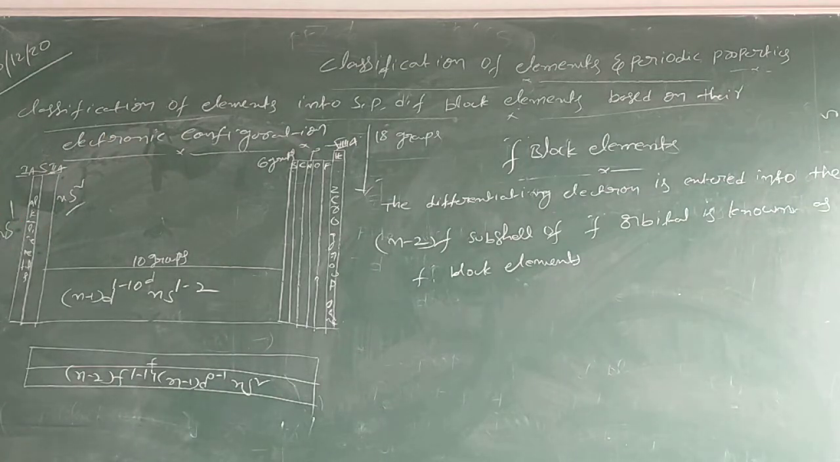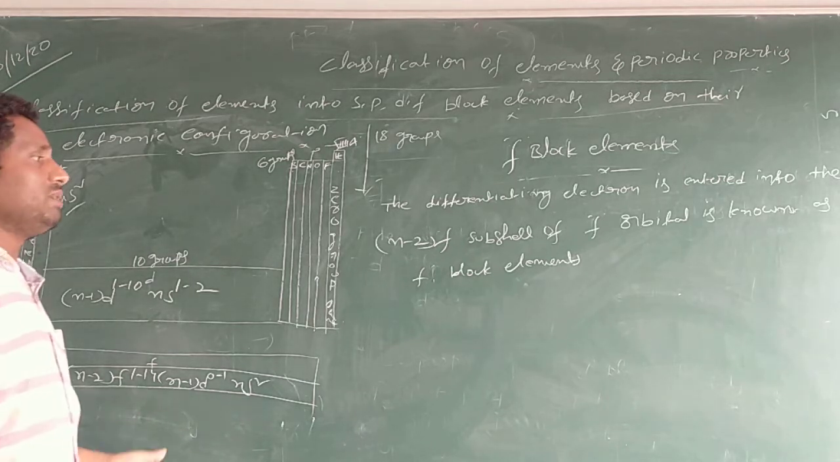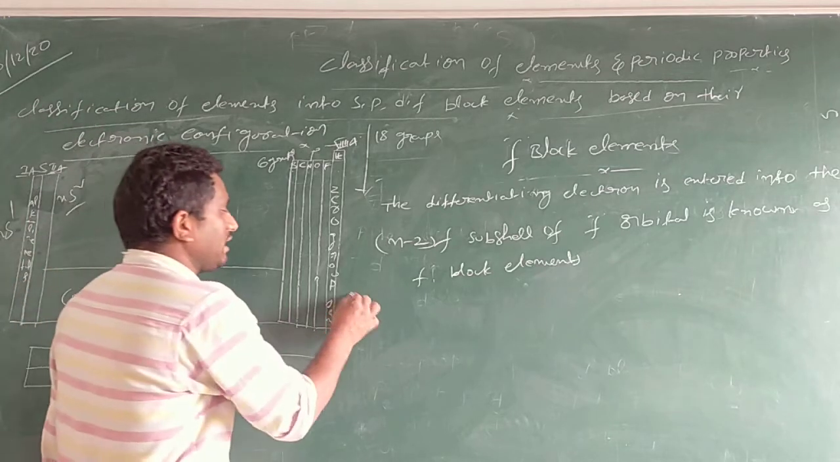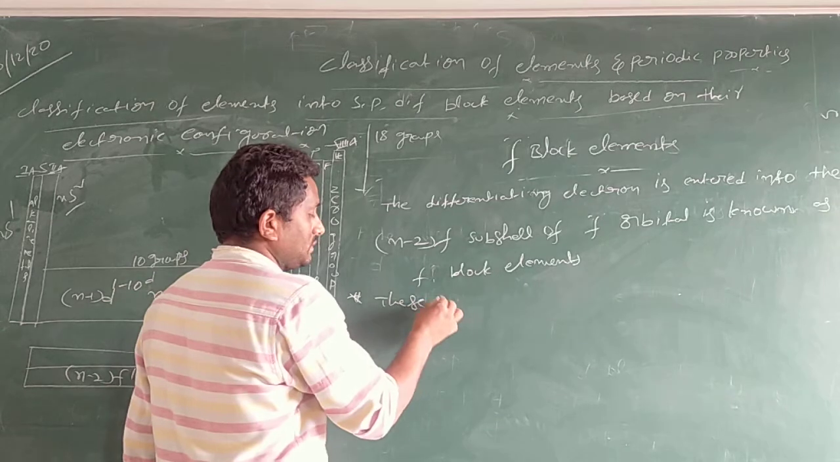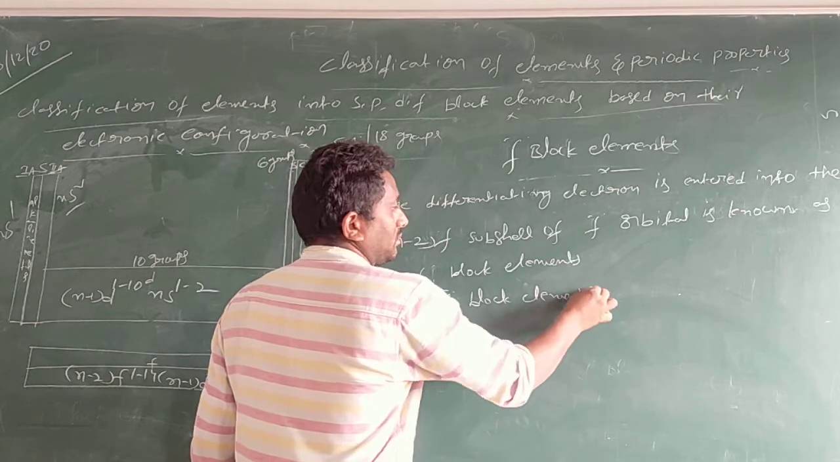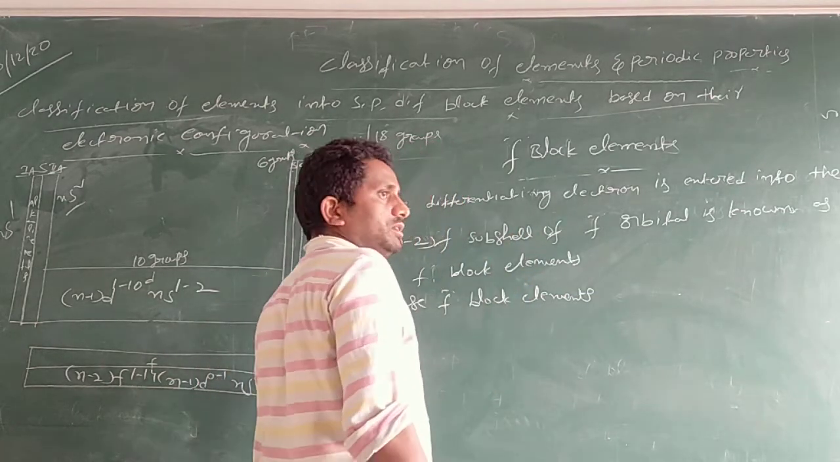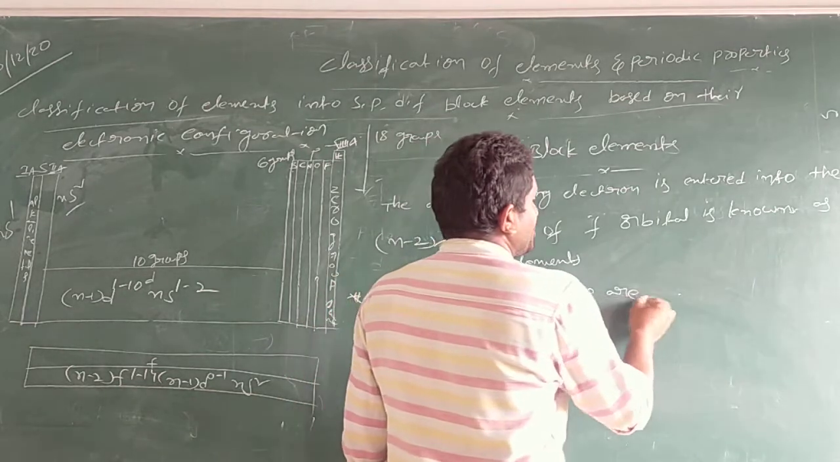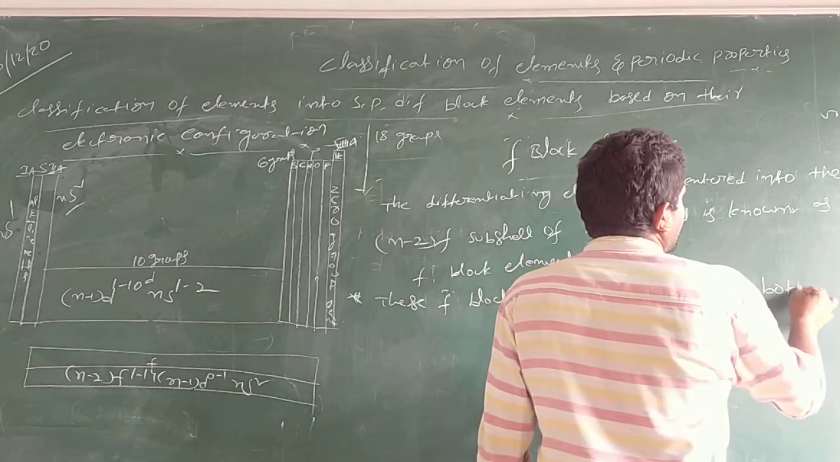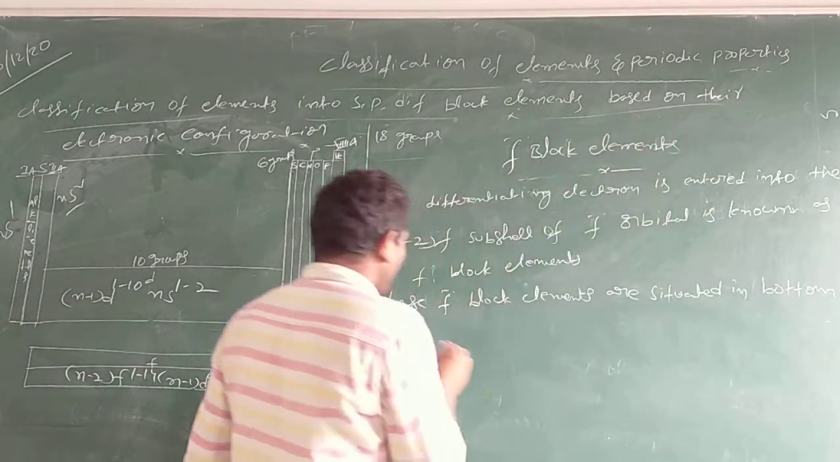These F block elements are situated below the periodic table for convenience. అంటే ఈ పీరియాడిక్ టేబుల్ కి అడుగు భాగంలో F block elements అనేవి ఉంచడం అనేది జరిగింది. These F block elements are situated at the bottom of the periodic table.